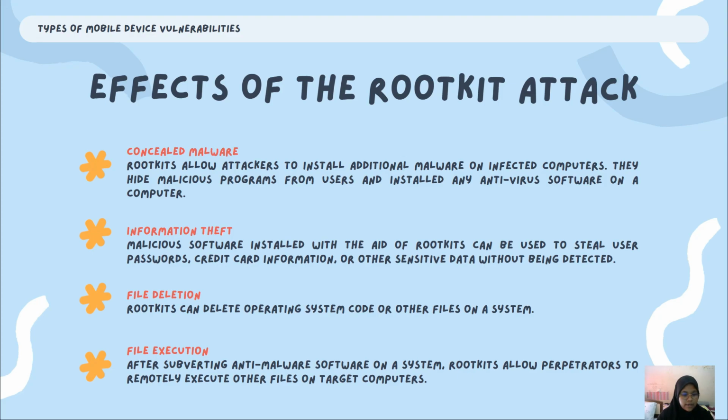The third one is file deletion. Rootkits can delete operating system code or other files on a system. The fourth one is file execution. After subverting anti-malware software on a system, rootkits allow perpetrators to remotely execute other files on target computers.